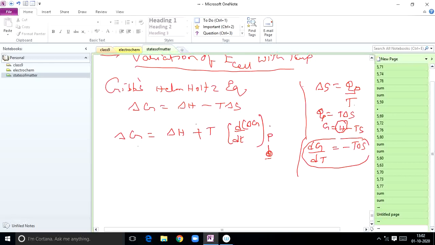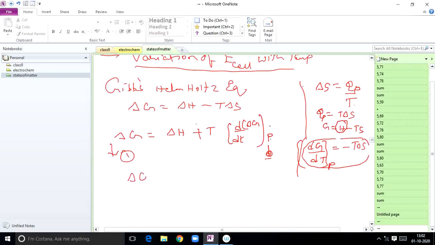You know, partial differentiation. Delta G is equal to delta H plus, so this is at constant pressure, I am doing dG by dT at constant pressure. Then the H term becomes 0, because H represents heat content at constant pressure. So ∂G by ∂T at constant pressure is equal to minus T delta S. Now the equation becomes delta G is equal to delta H plus T into ∂ by ∂T of delta G at constant pressure. You consider this one as equation 1.